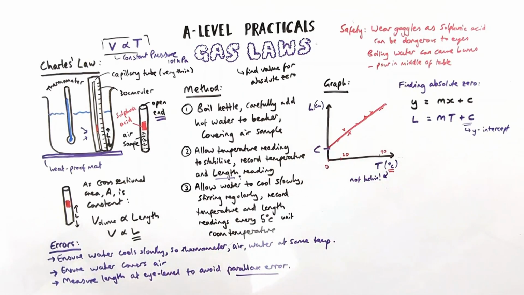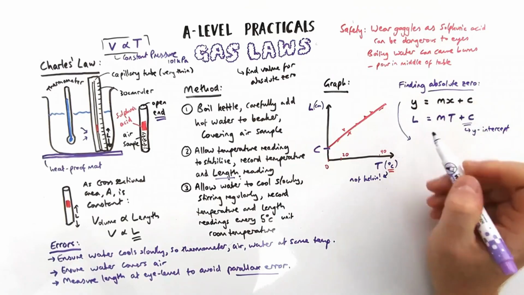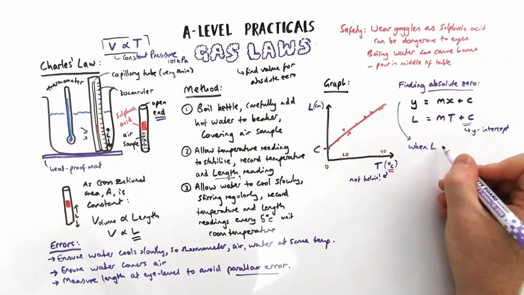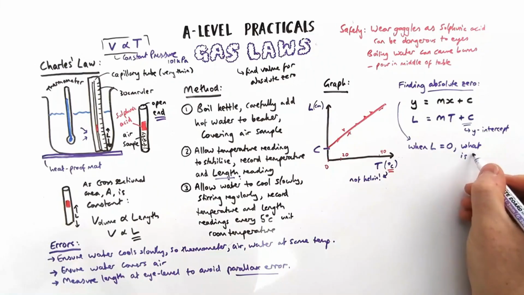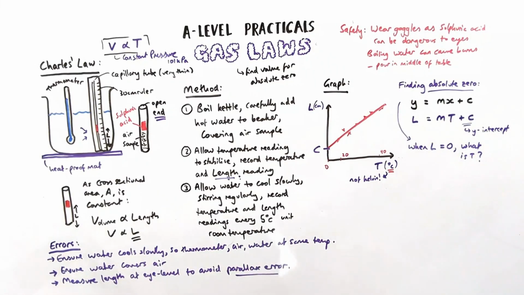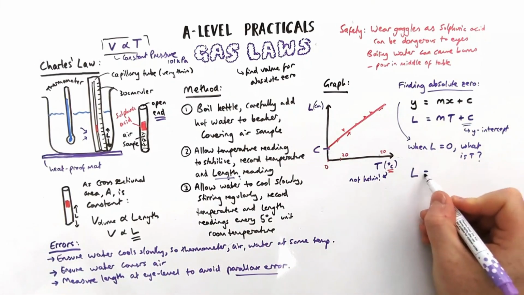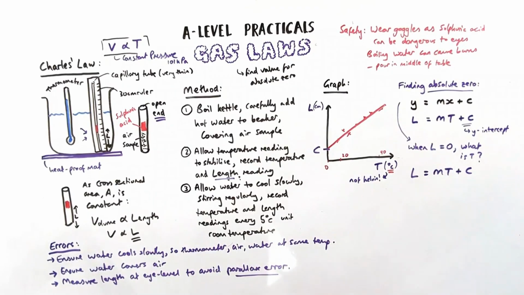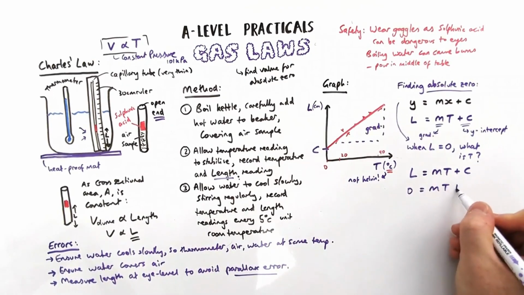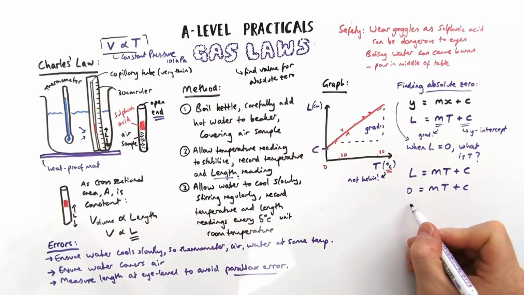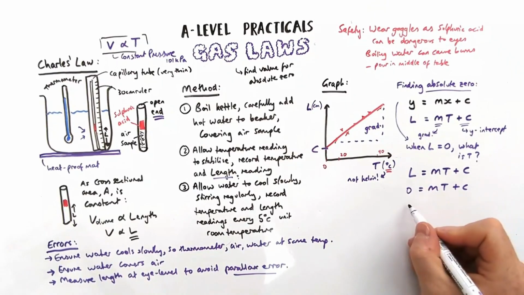So we're going to use these values and do a little bit of manipulation to this equation to find when L is 0, what is T? Because when L is 0, that means the volume is 0, that should be absolute 0, the temperature that occurs at. So at that point, let's change our L equals mt plus c equation a bit. If L is 0, then we're going to have 0 equals mt plus c.